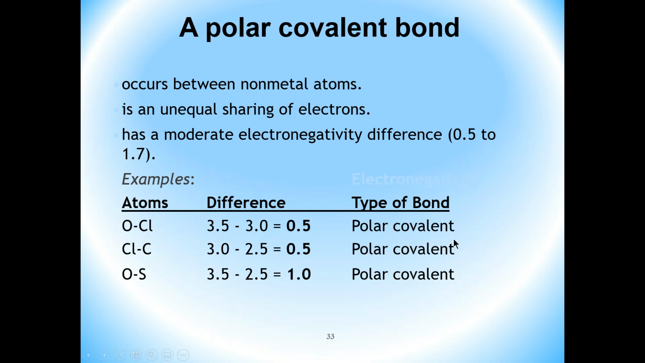Then we get to polar covalent bonds. In this case, you have an unequal sharing of electrons, and the difference in electronegativity that we use as a criteria for establishing a polar covalent bond is from 0.5 to 1.7. These are just some examples here: oxygen to chlorine, chlorine to carbon, oxygen to sulfur. In each of these cases, the difference in their electronegativity values lies within that range. So these bonds are essentially polar covalent.